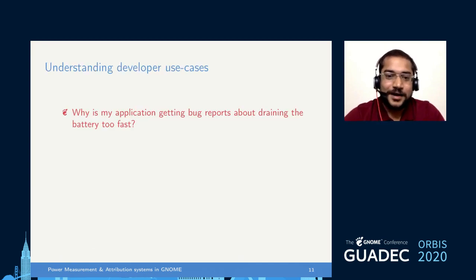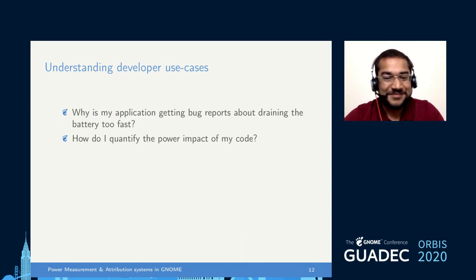All right, so these were the end user use cases. Now, what about developers? How do these statistics help GNOME community and GNOME developers? Why am I, as an application, getting so many bug reports about killing the battery? I mean, is there a memory leak? Is it an infinite for loop? What is happening in my application?